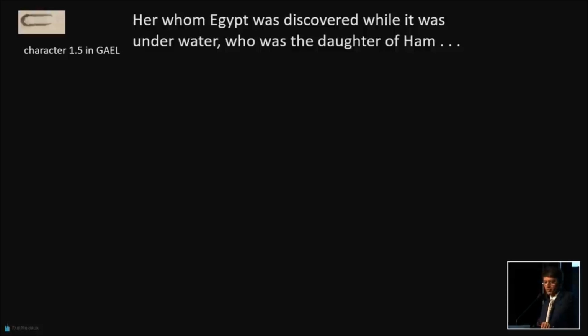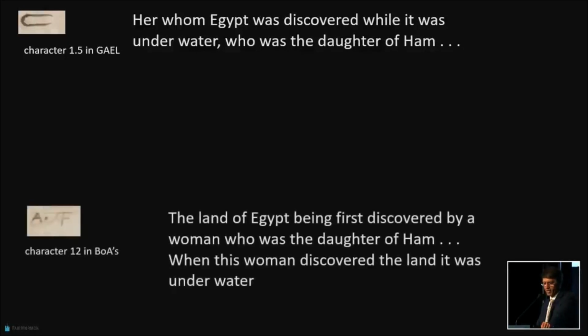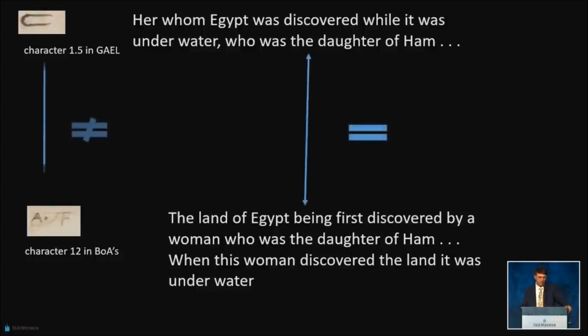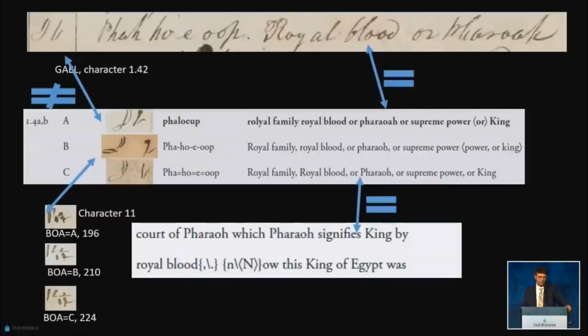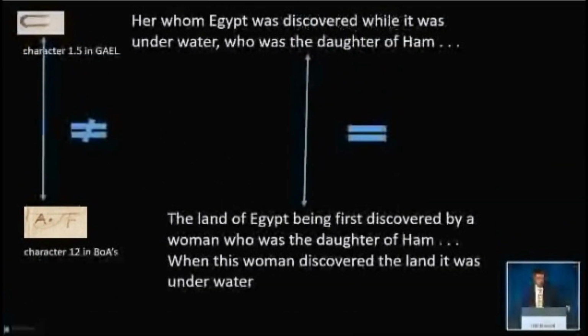So character 1.5 in the Gale has as a definition, "her whom Egypt was discovered while it was underwater, who was the daughter of Ham." And character 12 in the Book of Abraham manuscript says, "the land of Egypt being first discovered by a woman who was the daughter of Ham. When this woman discovered the land, it was underwater." All right, so you can see, again, not a perfect match, but a good enough match that we can say that's a good textual match. But, again, the characters don't match at all. Again, there is no literary dependence between the two documents.